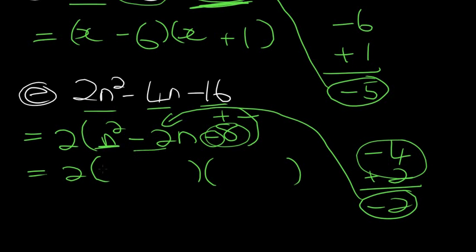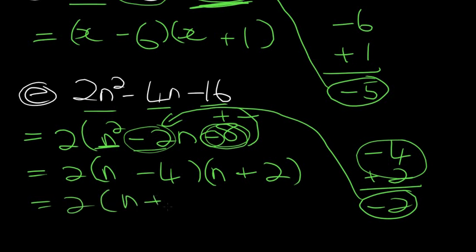And so what do we sit with? Well, what times what gives you n squared is n times n. What times what gives you minus 8, but it must add up to minus 2, and that will be minus 4 and a plus 2 here. You could have written it like this as well, it doesn't matter, we'll get to the same answer. Okay, and that's how to factorize trinomials.